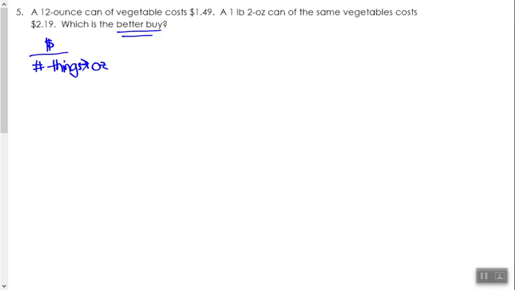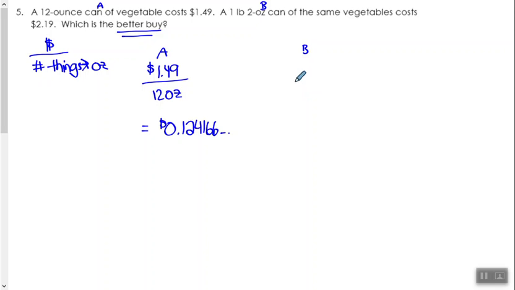Okay, so let's call this can A and this can B. So can A, that 12-ounce can. So that 12-ounce can costs $1.49. So money is $1.49 divided by number of things. I have 12 ounces. So I do $1.49 divided by 12, and I get 0.124166, so on and so forth. All right, and I'm actually going to leave that like that, and you're going to see why in a second.